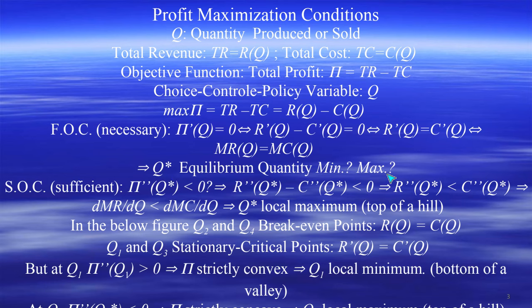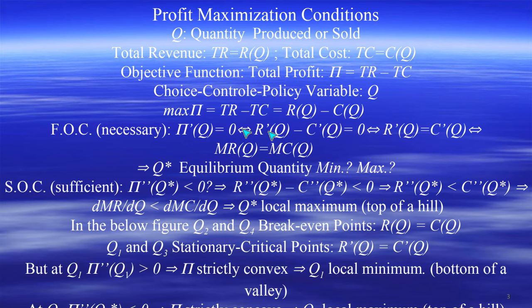But is it a minimum or maximum? We will decide it by looking at the second derivative. The second order sufficient condition is that the second derivative of the profit function at Q star should be negative, so that the profit function is strictly concave, and then the point we found should be a local maximum, which is the top of a hill.